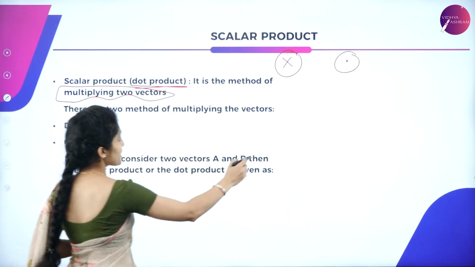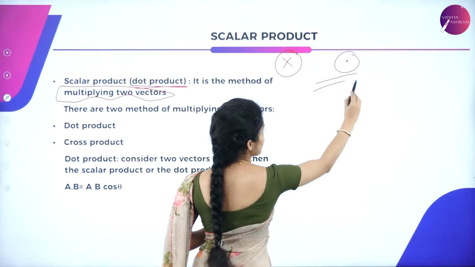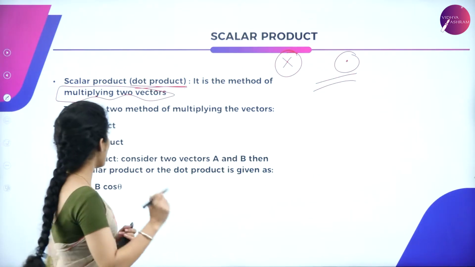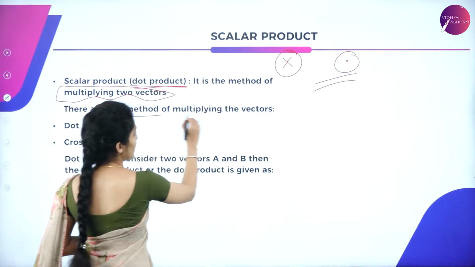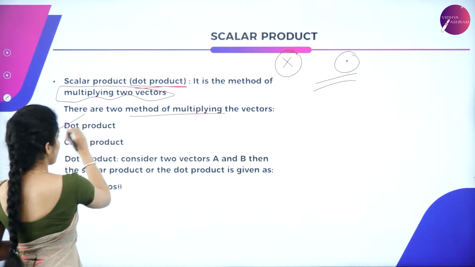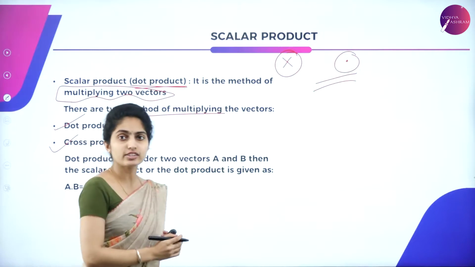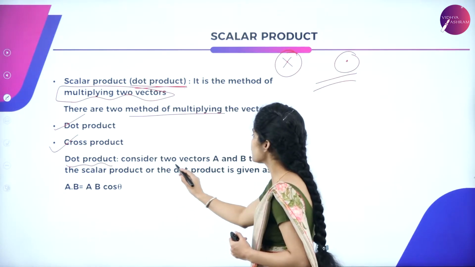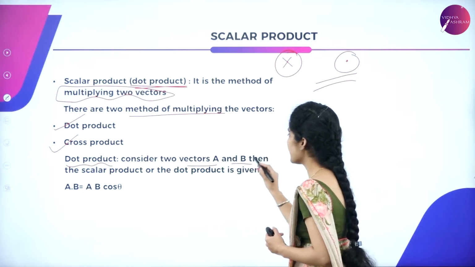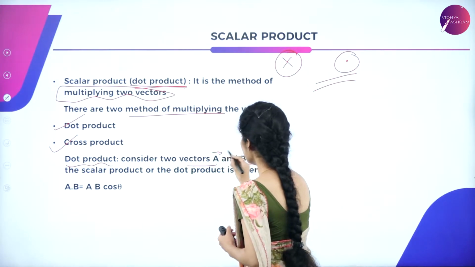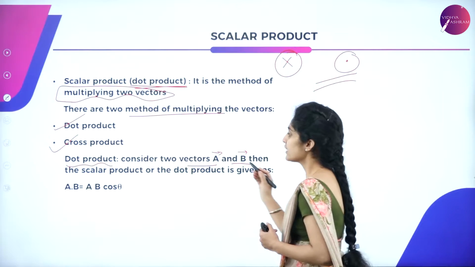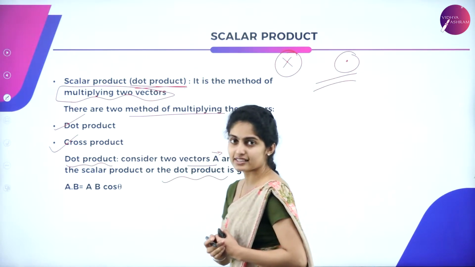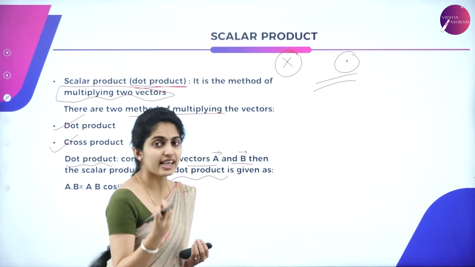So now let us study regarding the scalar product. The scalar product is nothing but the dot product. So how is it given? There are two methods of multiplying the vectors, dot product and cross product. What is that dot product? Consider two vectors A and B. So this is vector A and this is vector B. Then we have to find out the scalar product.